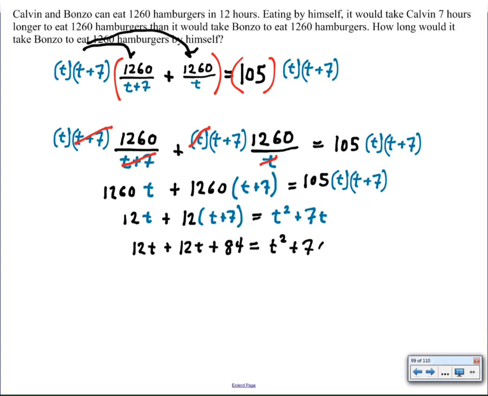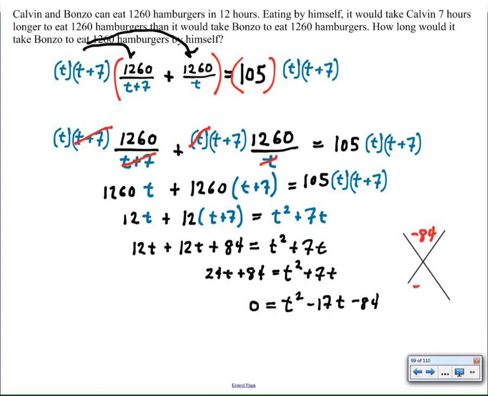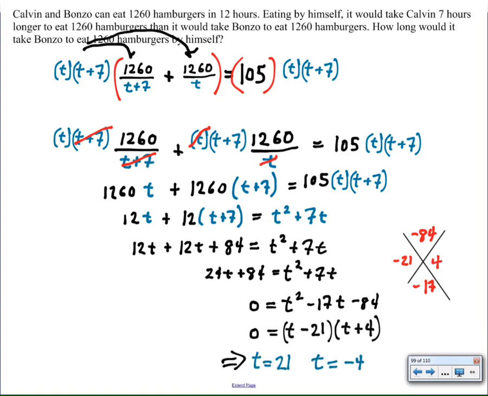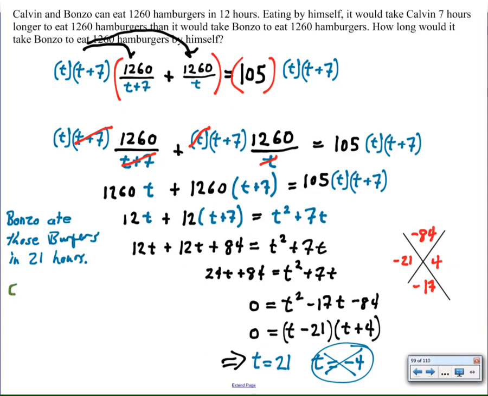You got to distribute the 12, collect like terms, write the equation in quadratic form, factor, and use the zero product principle to find two solutions. The first one is real, the second one not part of the domain. There's no negative 4 hours to eat burgers, although the first 4 hours could be pretty negative feeling.